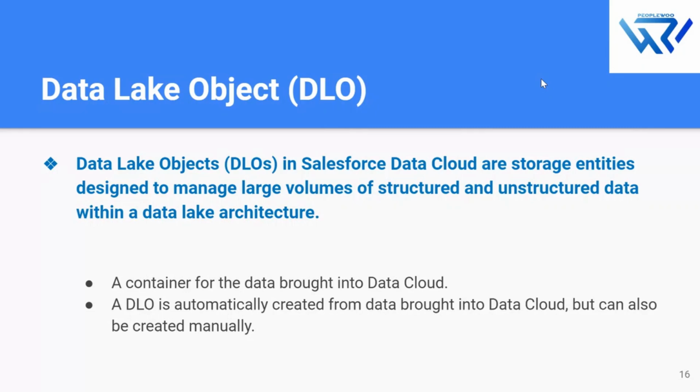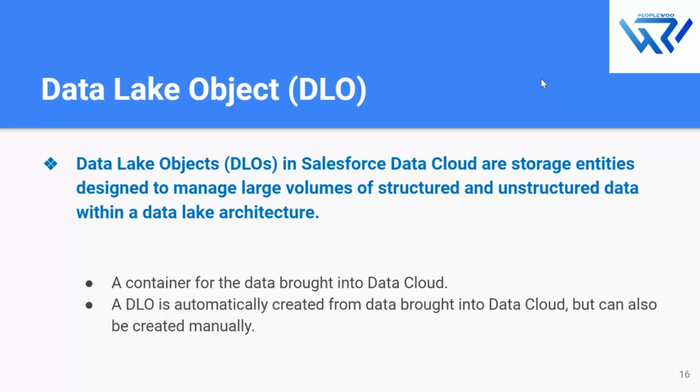A data lake object is a metadata of the data which you are going to bring from data source objects using a data stream. A data stream helps you establish connections, like we established a connection with the starter bundles of Salesforce Sales Cloud. That connection automatically creates a data lake object as well. A data lake object is the container of data brought into Data Cloud. It is automatically created from data brought into Data Cloud, but it can also be created manually.